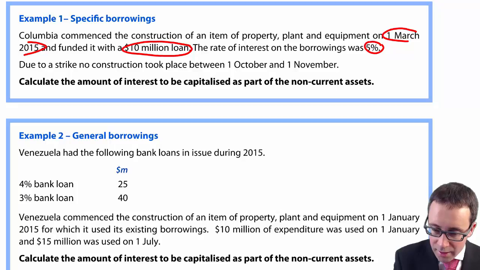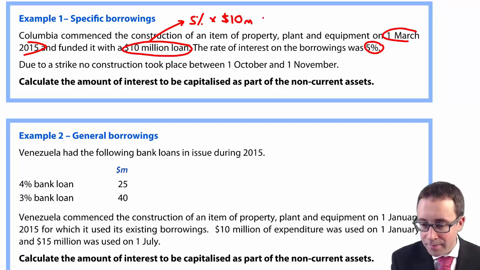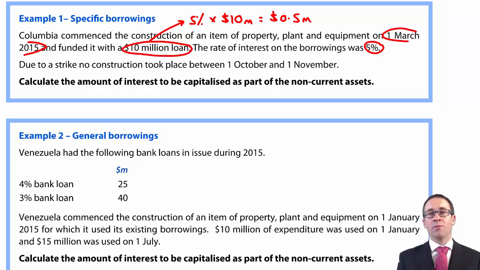So what you've got there is that for a full year, 5% of 10 million is $0.5 million. So that would be the amount that you would capitalize for a full 12 months.